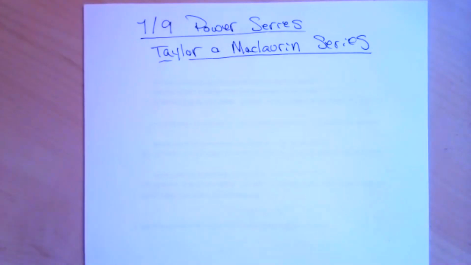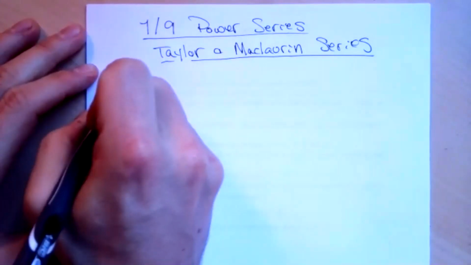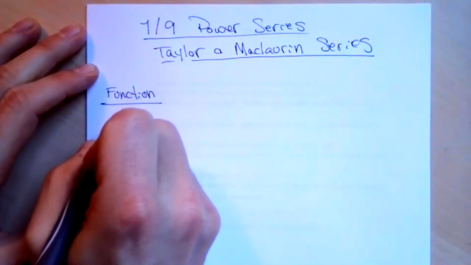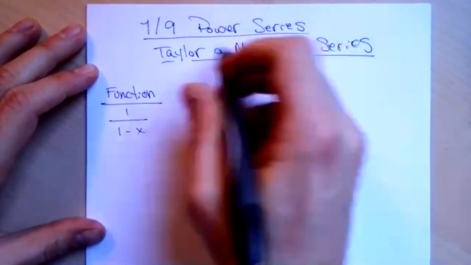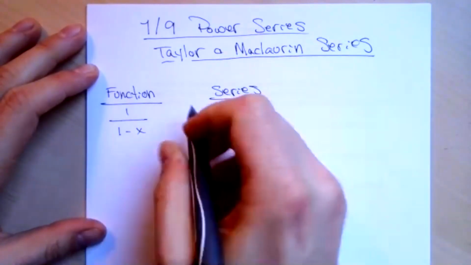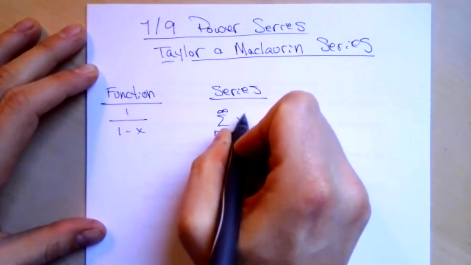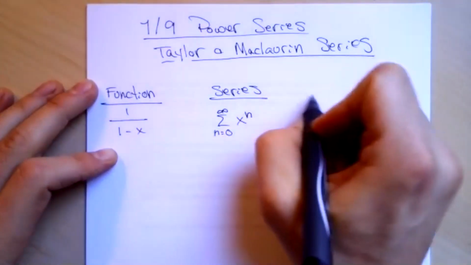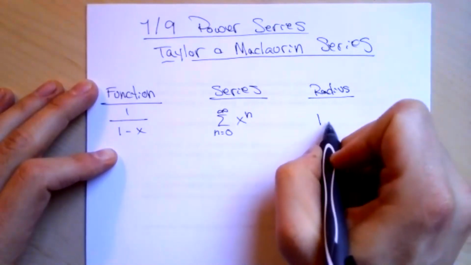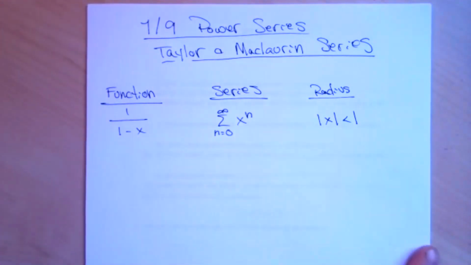So power series, Taylor series, and Maclaurin series. So right now, let's make our table, our function. So first function we started with was 1 over 1 minus x. And then we've got our series of just x to the n. And then the radius we should probably list as well. So absolute value of x less than 1.